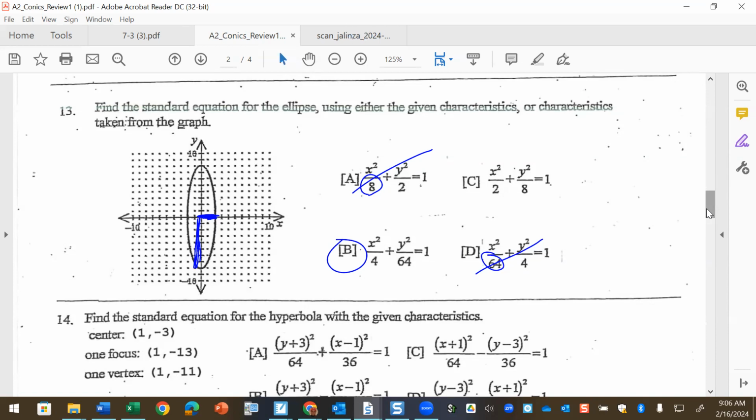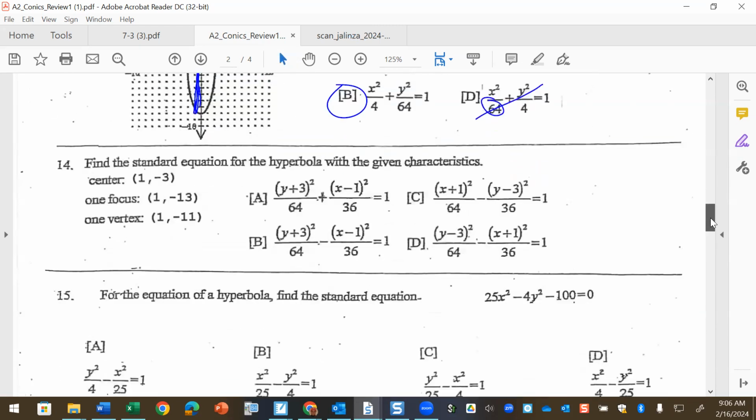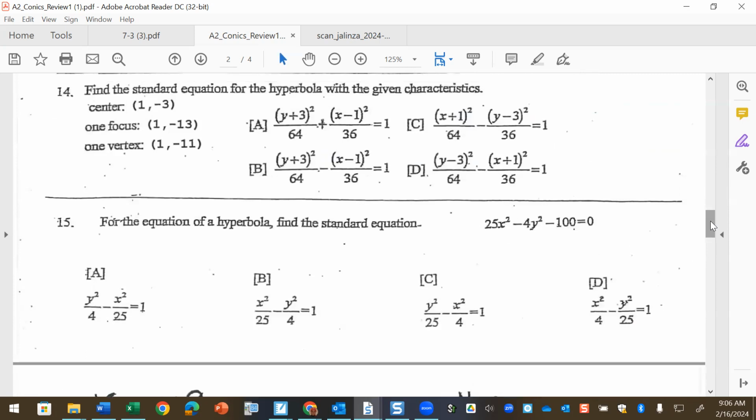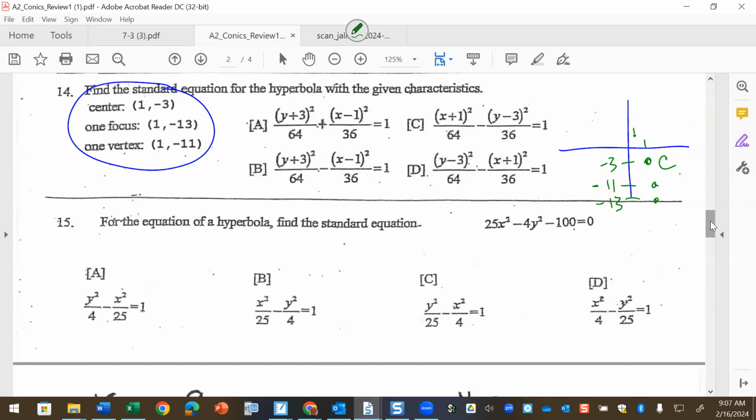All right. That's it for ellipses, I think. Hyperbolas to finish. Okay, this was exactly like the homework problems you had where they didn't give you a picture. I'd recommend you draw, put the 3 dots. Right, 1, -3. Call that the center. Okay. 1, -13 is the focus, and 1, -11 is V.